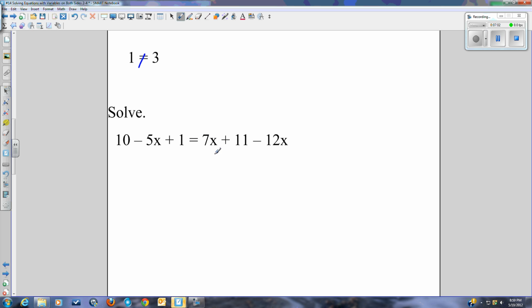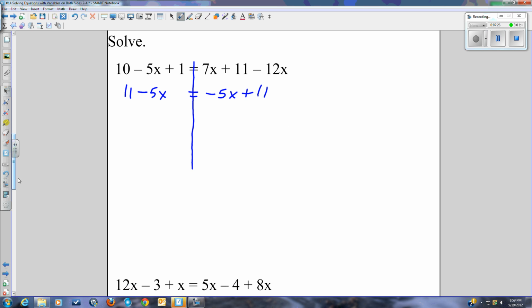Let's solve this equation. Notice on each side there are some like terms we can combine. On the left we can combine the constants 10 and 1, so we have 11 minus 5x. On the right hand side we can combine 7x minus 12x, which gives us negative 5x plus 11. Alright, we want to get all the x's onto the same side. So let's add 5x to each side.